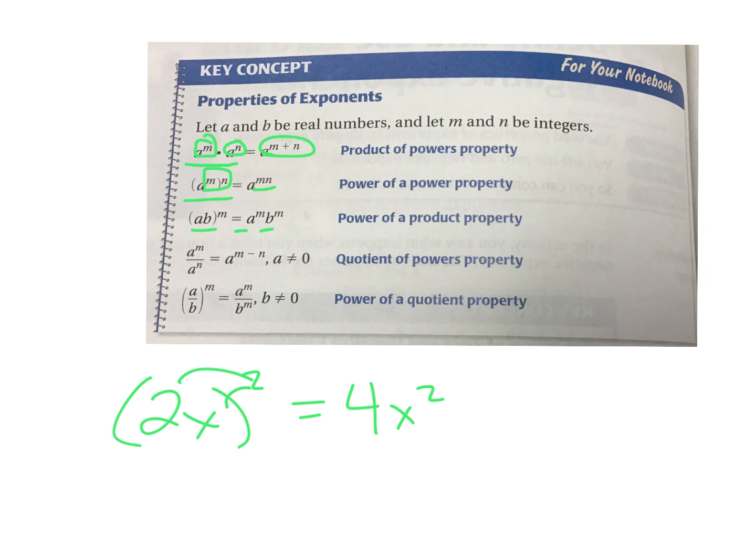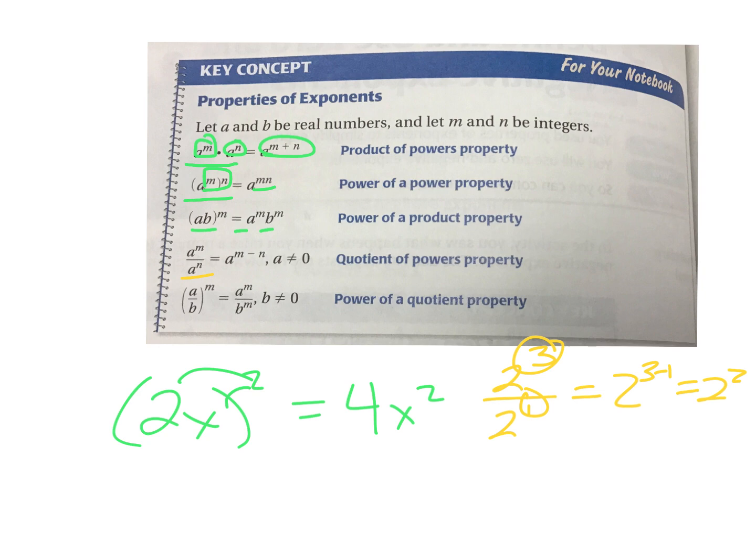Okay, here's the division one that I talked about. If I have the same base, like 2 to the power of 3 over 2 to the power of 1, in order to simplify that, you're just subtracting the exponents. So you get 2 to the power of whatever 3 minus 1 is, which is 2 to the power of 2. Okay?